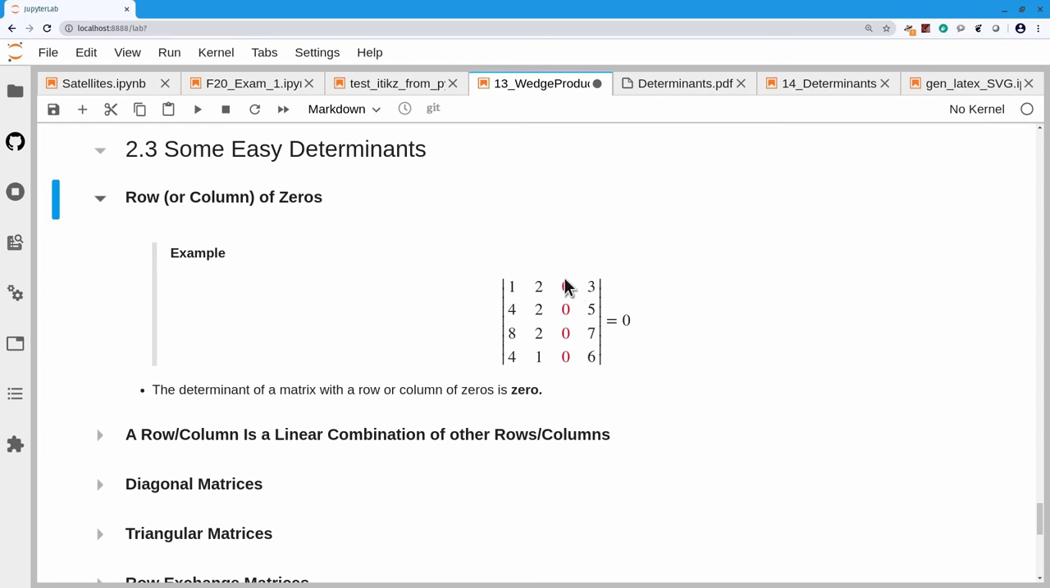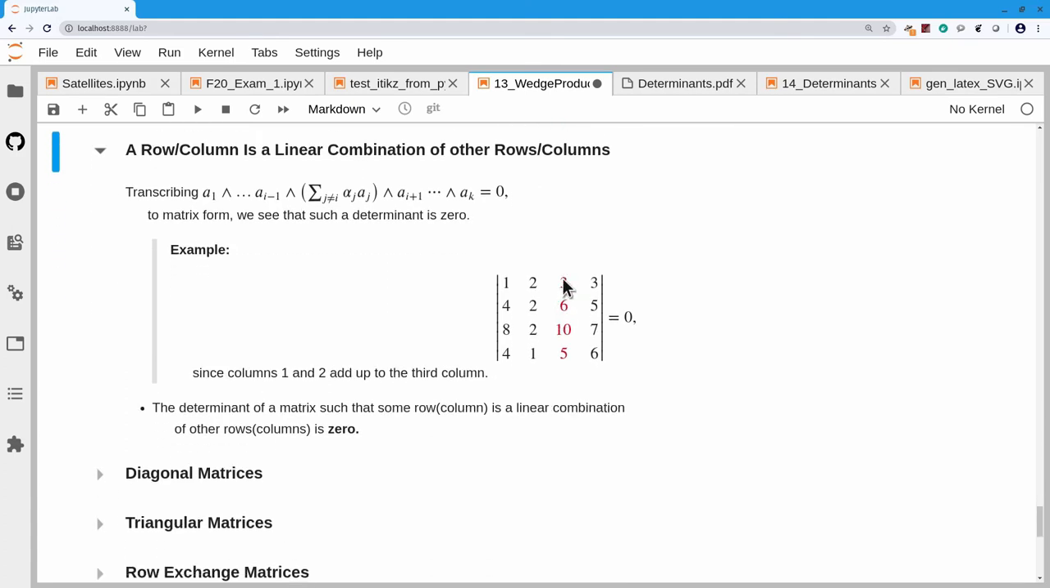Some easy determinants. Suppose I have a matrix and I see a column of zeros in this case. Well, with a column of zeros, I'll choose that column to expand. So it's going to be zero times a matrix when I erase rows and columns, plus zero, plus zero, plus zero. The determinant is going to be zero. It would work exactly the same for a row. In fact, the theorem that the determinant of A transpose equals the determinant of A tells me that whatever I say about rows, I can also say about columns and vice versa. So a row of zeros, determinant is equal to zero. Therefore, a column of zeros, the determinant is equal to zero.